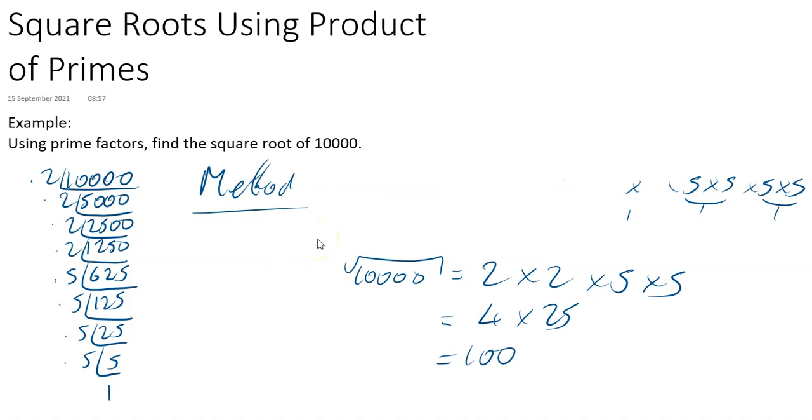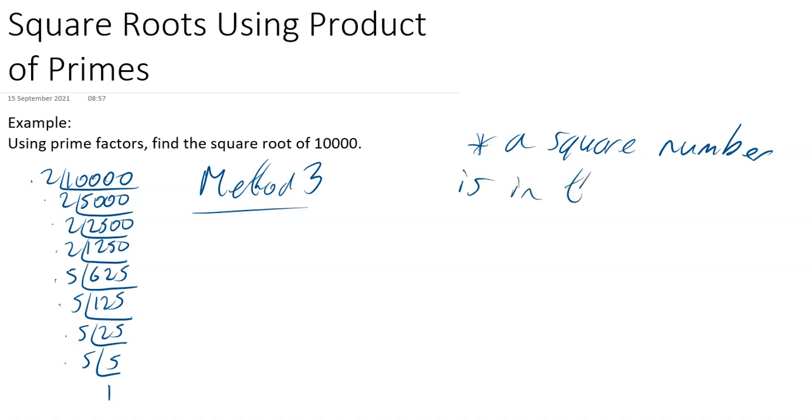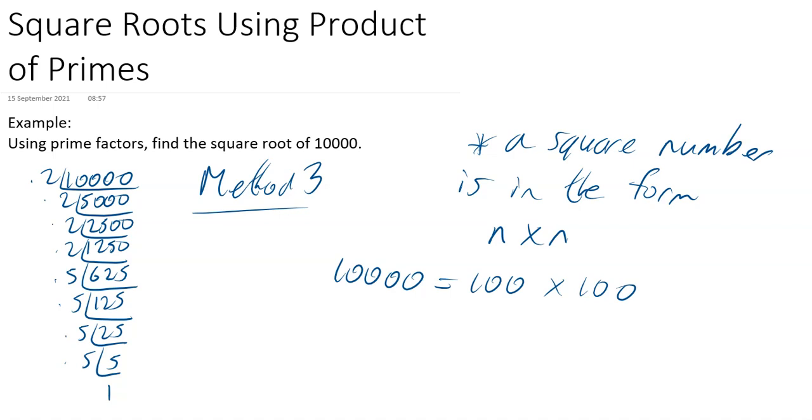Okay, method 3 is a wee bit different, but it is using the properties of all square numbers. So for method 3, we need to know that a square number is in the form n by n. For example, the one we've just done, 10,000, you could write 10,000 as 100 times 100. So that's what we're going to try and do here.